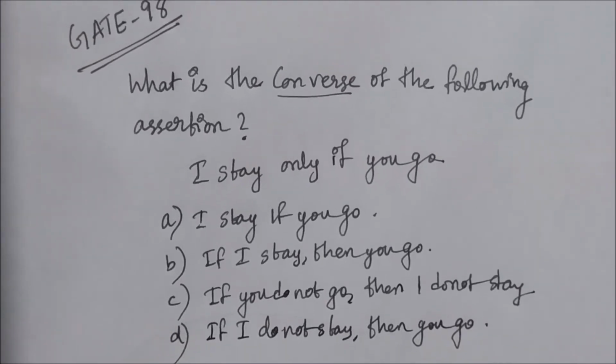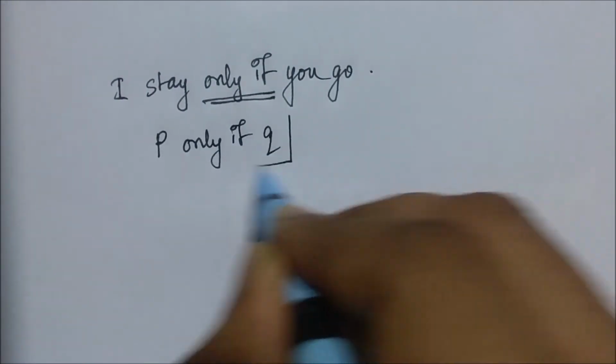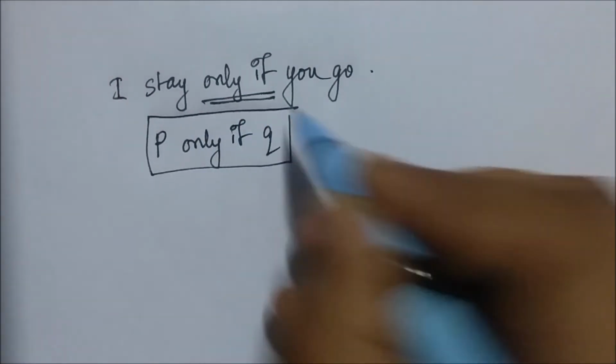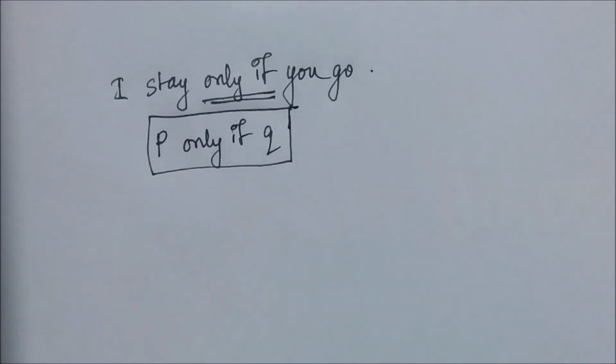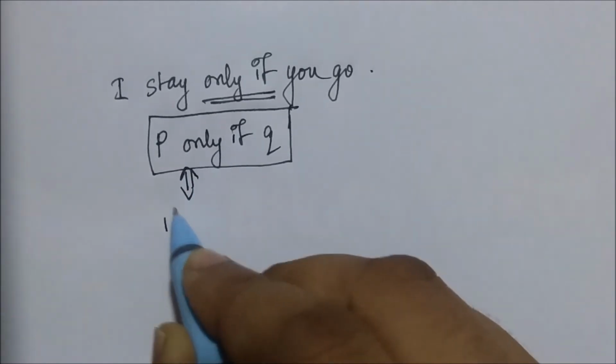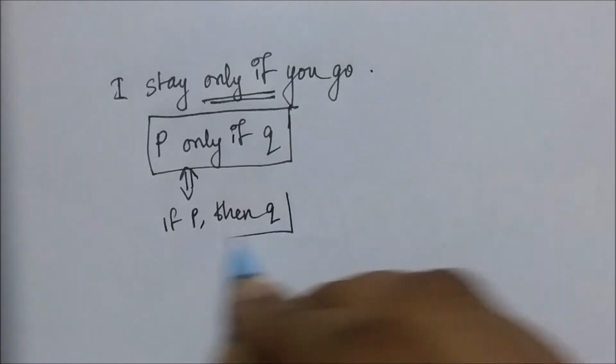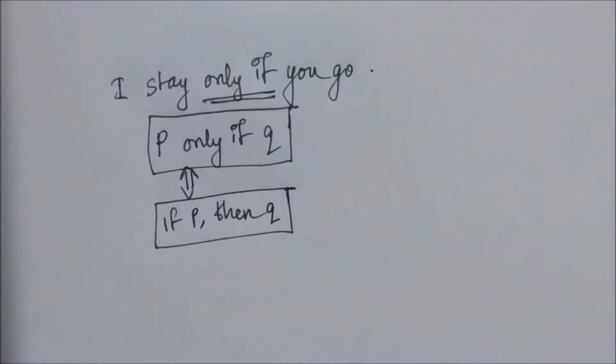Now this statement is of the form P only if Q, right? You can see that. So here P is I stay and Q is you go. Now we know that P only if Q is equivalent to if P then Q. We have seen these equivalences in our discrete mathematics playlist.